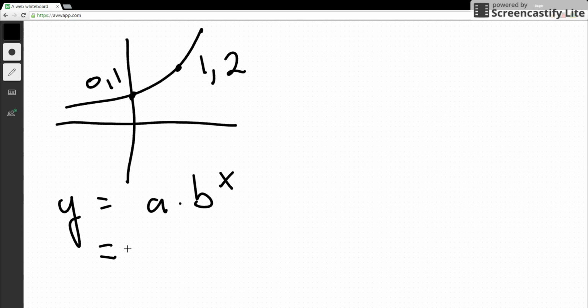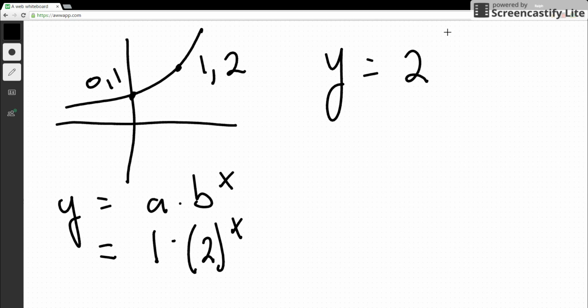I have to look and see when x is 0, where am I at? That's my a value. And then when I plug in a 1, it's got to be a 2. So that's got to be times 2 to the x. So I can rewrite that as y just equals 2 to the x.